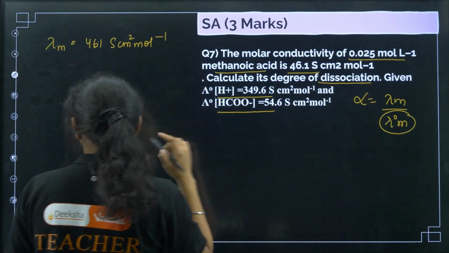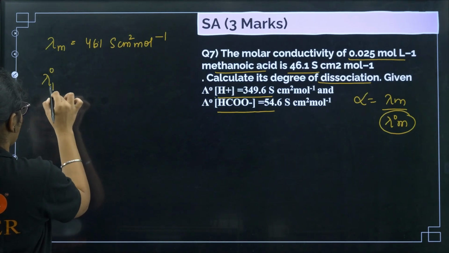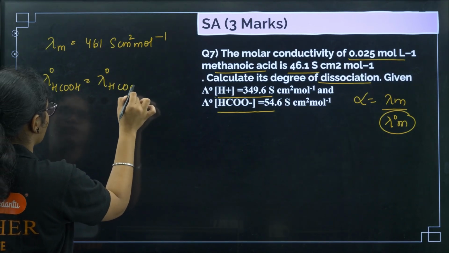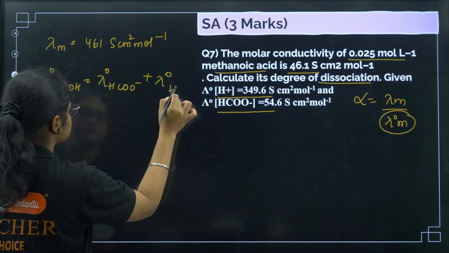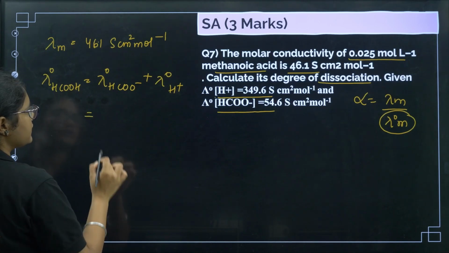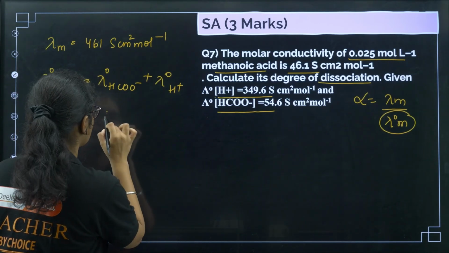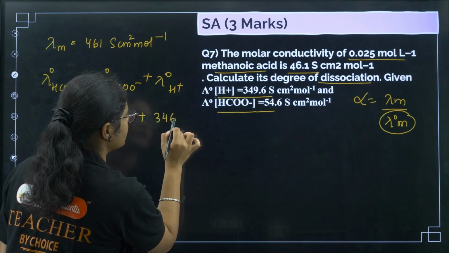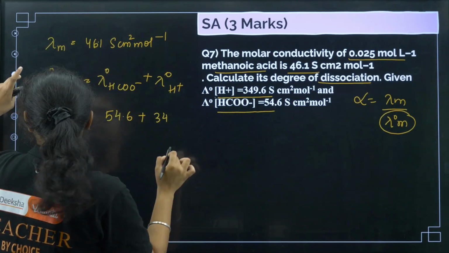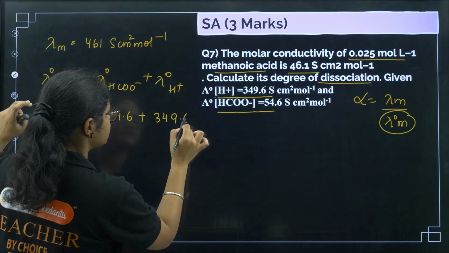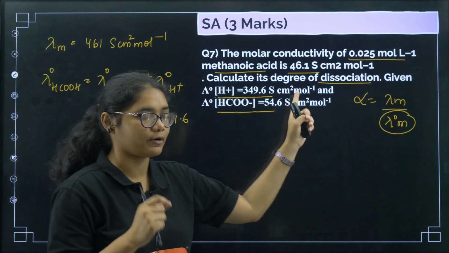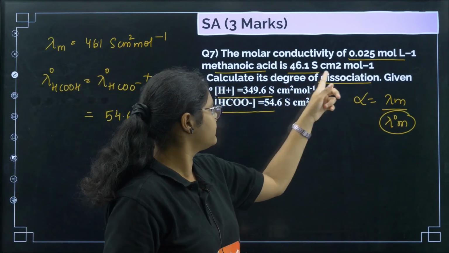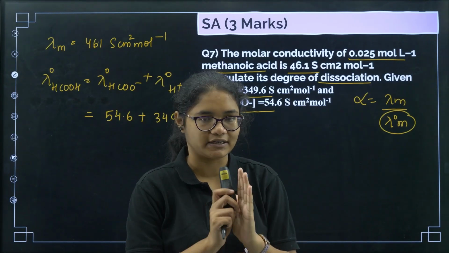So for lambda naught m, because it is a weak acid, lambda naught m of HCOOH will be equal to lambda naught of HCOO- plus lambda naught of H+, right? So I will substitute here. What is HCOO-? That is 54.6, right, plus H+ is 349.6. Are you getting? First we need to see the degree of dissociation formula, lambda m by lambda naught m. From the question, the concentration data is given just to confuse you. It has no role here.